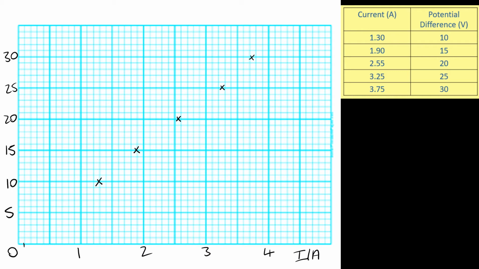We can see that it's going to be a straight line, but for Ohm's law, we should see a directly proportional relationship, which means when we draw the straight line, it should go through the origin. We can then use the gradient of this graph in order to determine resistance.